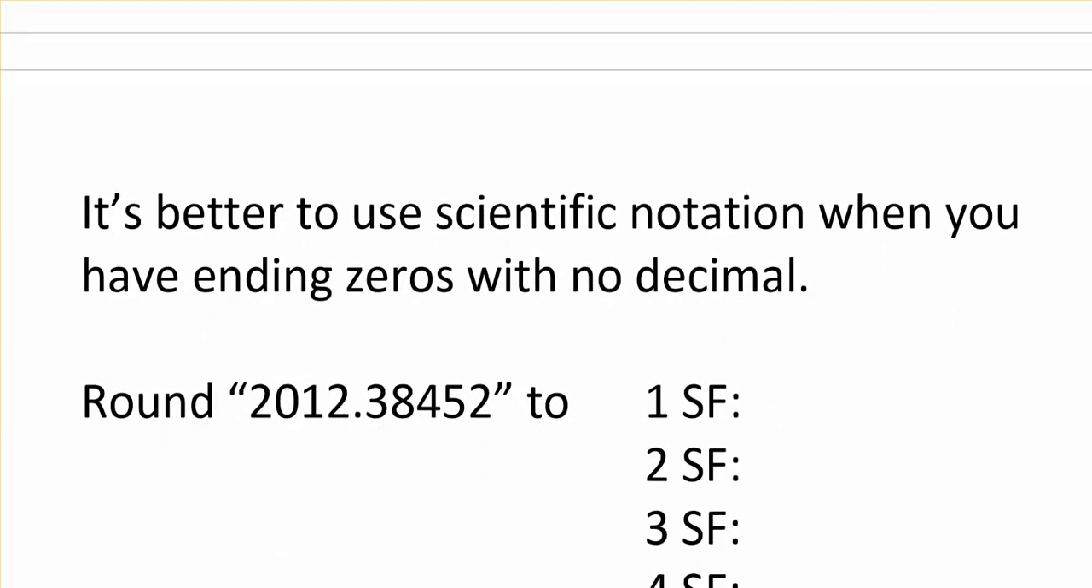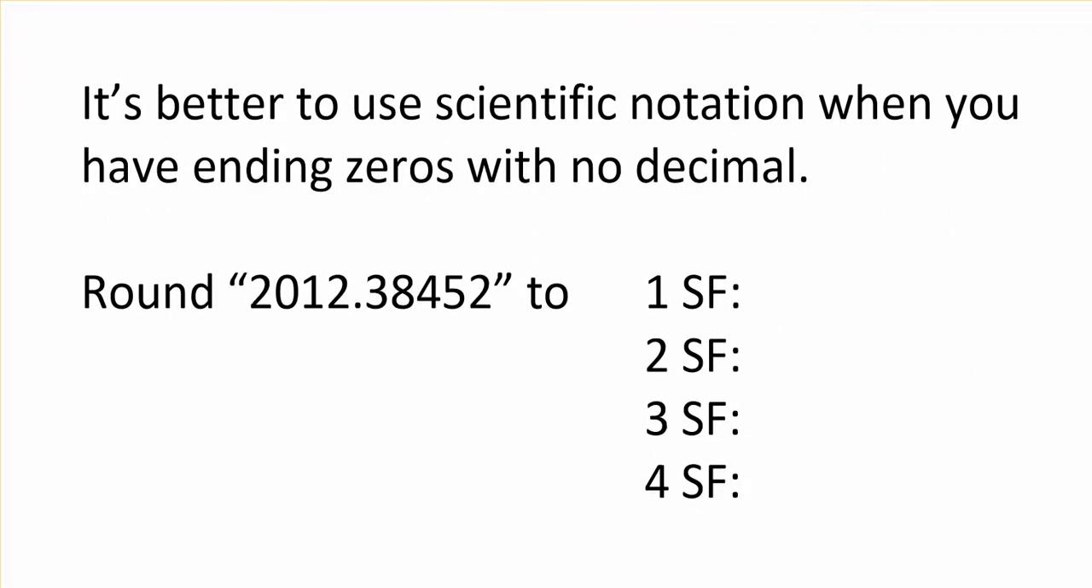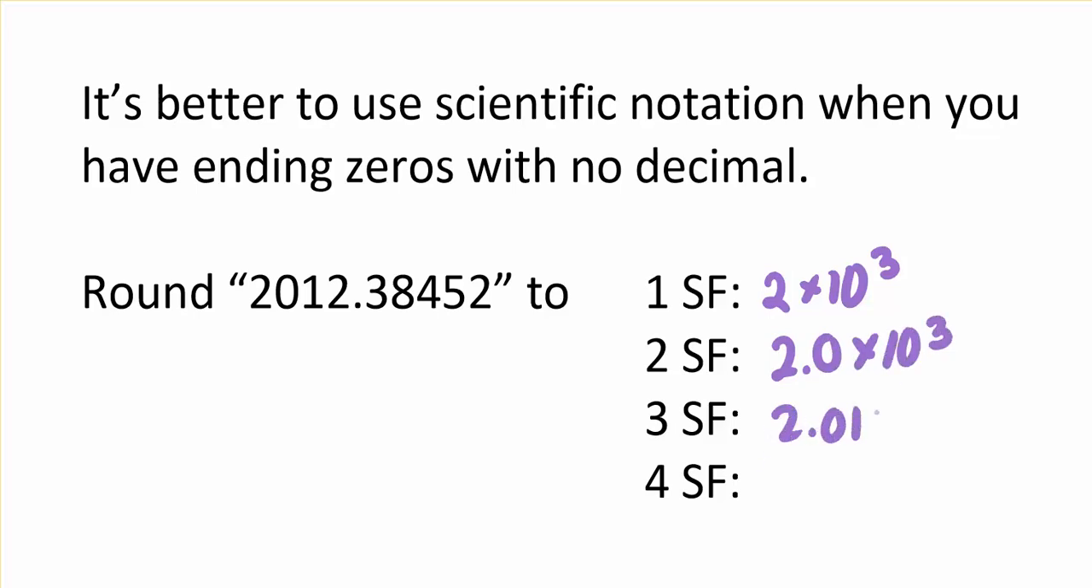It's better to use scientific notation if you have ending zeros where there's no decimal point shown. This comes up when you have larger numbers and you need to cut them off, round them off up in this area up here. So for example, for this number, to write it with one significant figure, I would write 2 times 10 to the third. For 2 sig figs, I would say 2.0 times 10 to the third. For 3, 2.01 times 10 to the third.